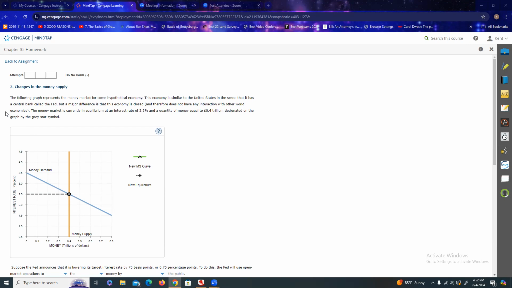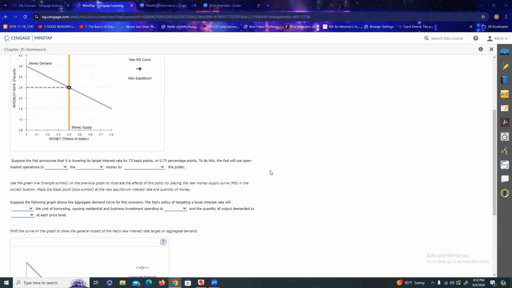The following graph represents the money market for some hypothetical economy. This economy is similar to the United States in the sense that it has a central bank called the Fed. But a major difference is that this economy is closed and therefore does not have any interaction with other world economies. Okay, they do that just to make it a little bit more simple. The money market is currently in equilibrium at an interest rate of 2.5%. Okay, we see that right here, 2.5%. And the quantity of money is equal to 0.4 trillion right here, designated on the graph by the gray star symbol right there.